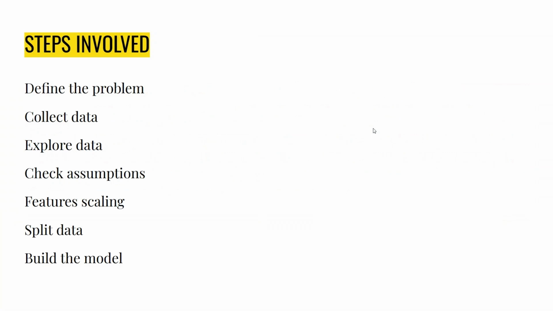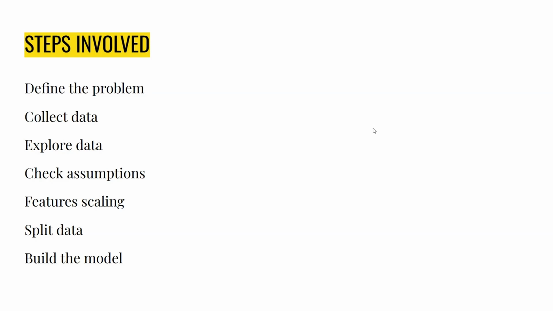Steps involved in multiple linear regression. The first step is to define the problem. Clearly define the research question or problem you are trying to address. Identify the dependent variable and the independent variables that you believe influence the dependent variable. Next, you need to collect the data. Gather data for the dependent and independent variables. Ensure that the data is relevant, accurate, and representative of the population you are studying.